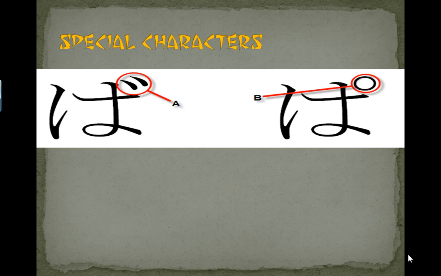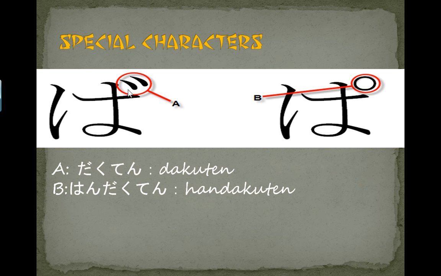Now in case you're wondering, this little quote character and this little circle over here both have a name. The little quote character is called dakuten, and the little circle one is called handakuten. So that's the proper way to call those.